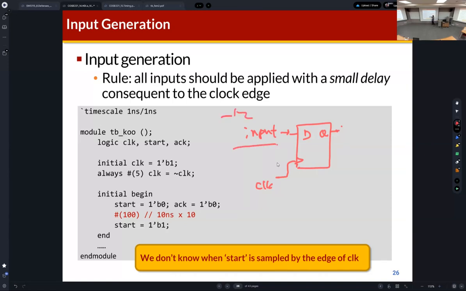Then how can we generate the input signal? You can read the rule for input generation. So what is the rule? All inputs should be applied with a small delay after the clock edge. Just after the clock edge, we add a small delay, and then the input value will be changing. Okay, so that is the meaning of this rule.